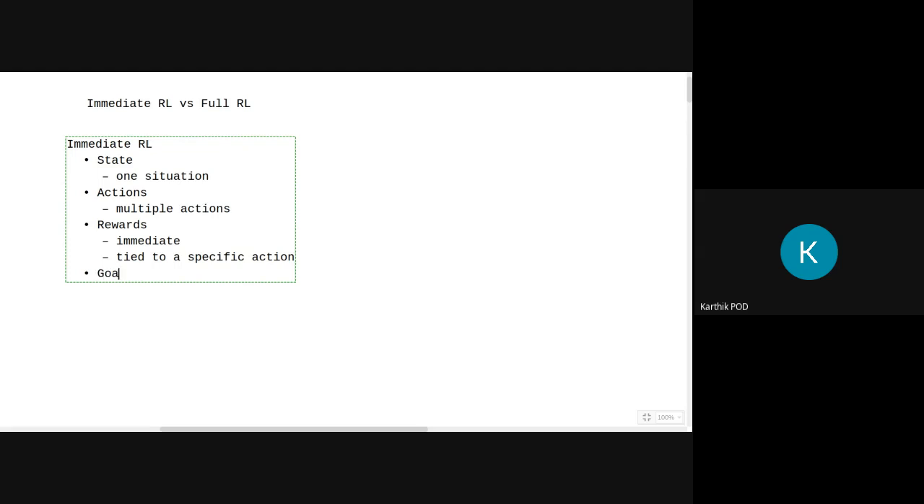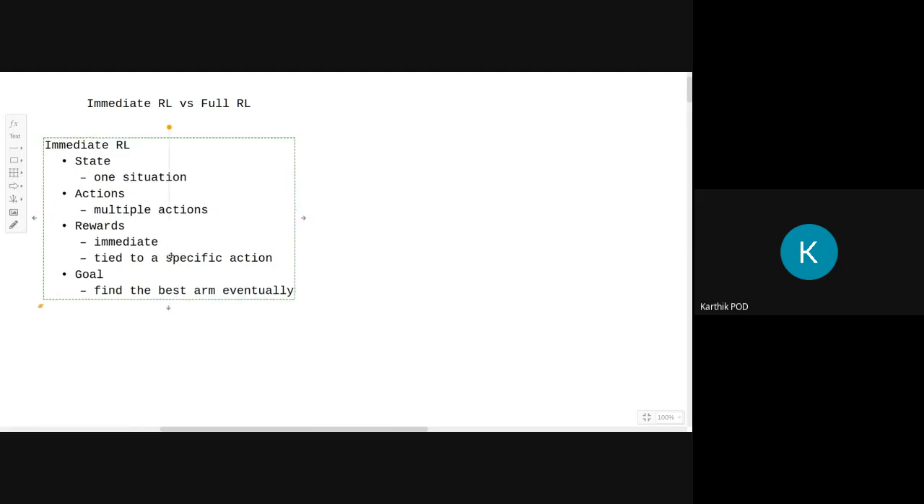What else do we have in immediate RL? One of the goals is to find the best arm. Of course, there are other goals we could define, but finding the best arm eventually is one of the goals that we could strive for. This is the immediate RL problem, and we contrast this with the full RL problem in the second week.